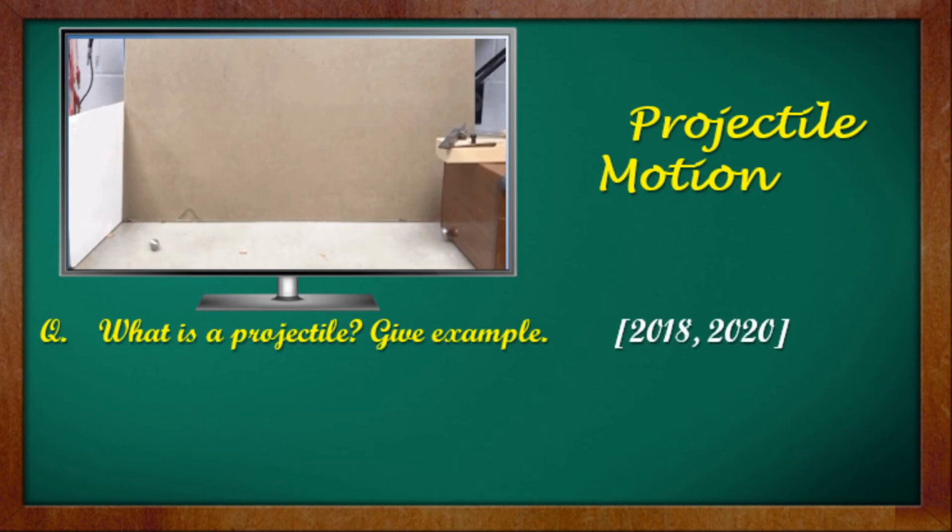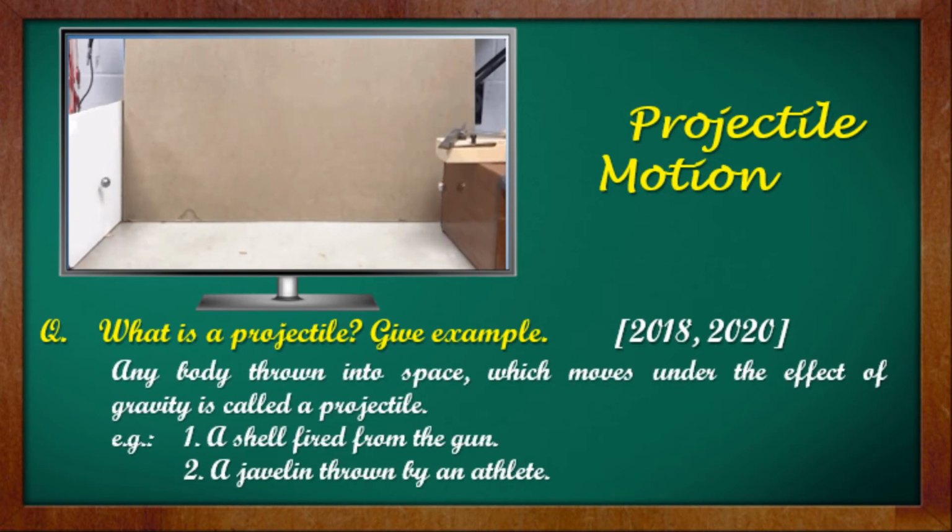So, what is a projectile and what are the examples for the projectile? This is a question that has appeared twice in the examination. Any body which is thrown into space and moves under the effect of gravity is called a projectile. So, what is a projectile? Any body which is thrown into space which moves under the effect of gravity is called a projectile. Examples: a shell fired from a gun, or a javelin, or a shot put, or a discus thrown by an athlete, are examples of projectile motion.